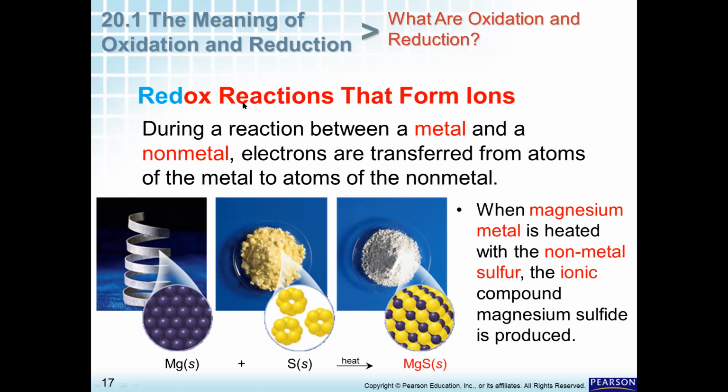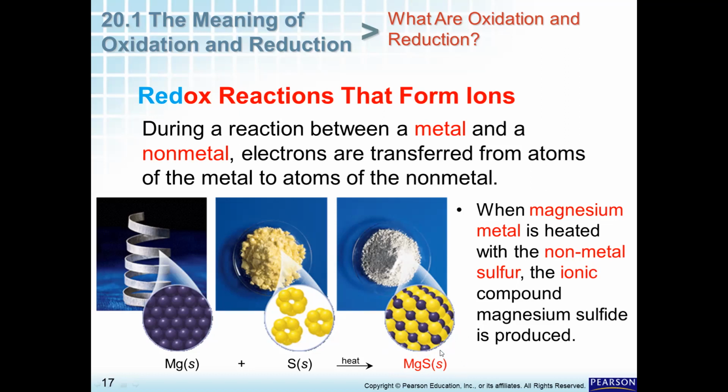Now, we're going to take a look at that kind of reaction, but from a different perspective, which is gaining and loss of electrons. The same thing. So the metals that are on the left-hand side of the periodic table tend to lose electrons to form cations. And the non-metals tend to gain electrons and form anions. And so we can form something like magnesium sulfide, for example, as you can see here. So the magnesium metal is heated with the non-metal sulfur, and the ionic compound magnesium sulfide is produced.